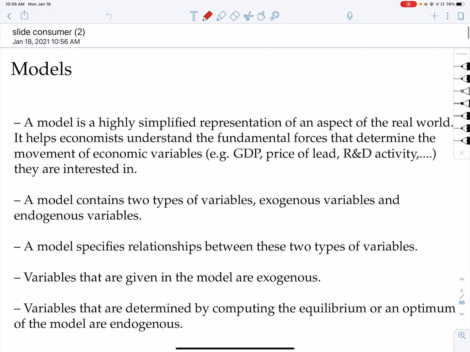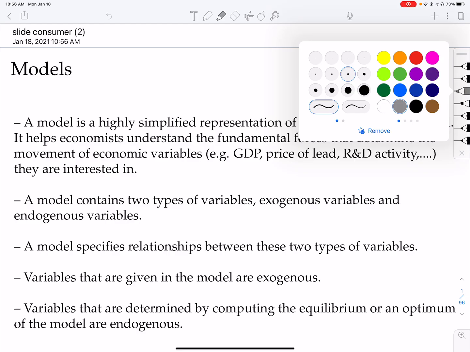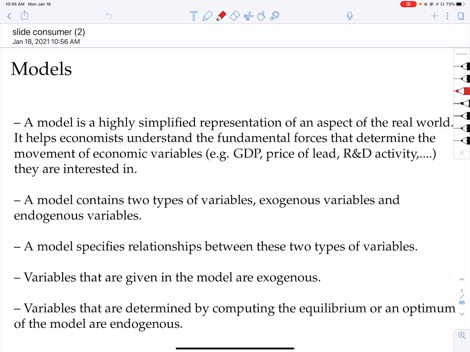So what is a model? A model is a model. How come this is all my color? Let me see. Okay, so when we study economics, we have a model.